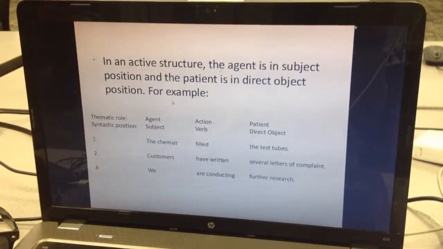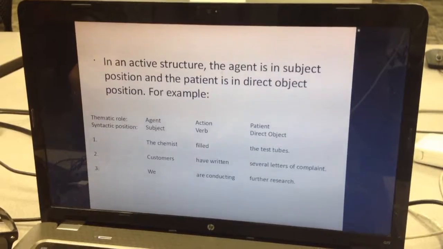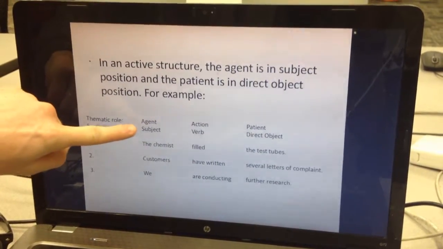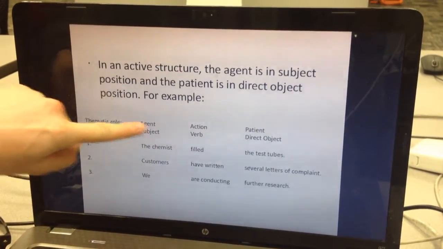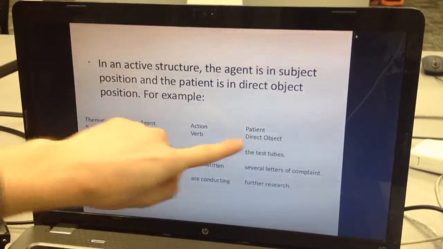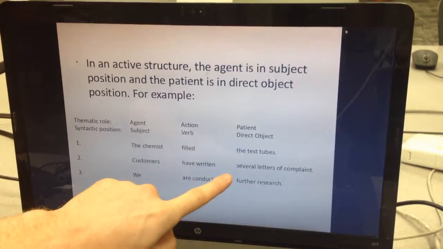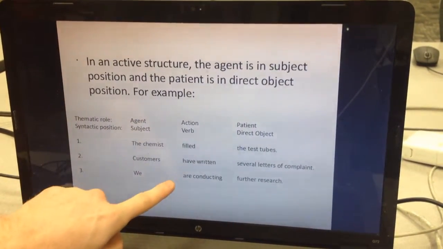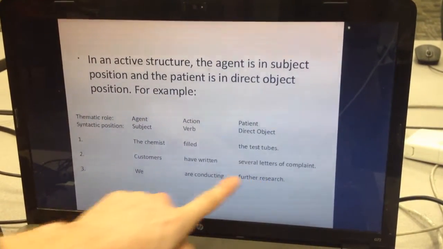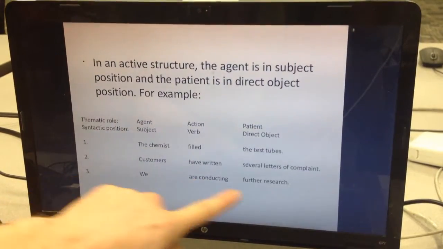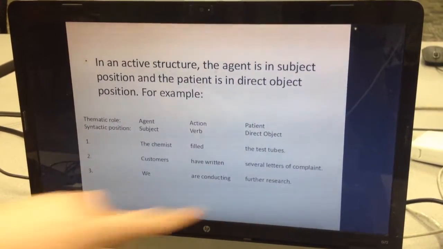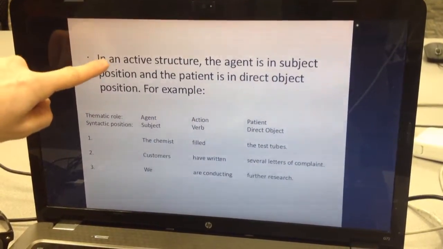For an active structure, we have the agent at the front acting through a verb on the patient. So, the chemist filled the test tube. The customers have written several letters of complaint. We are conducting further research. This all leads to active structure.